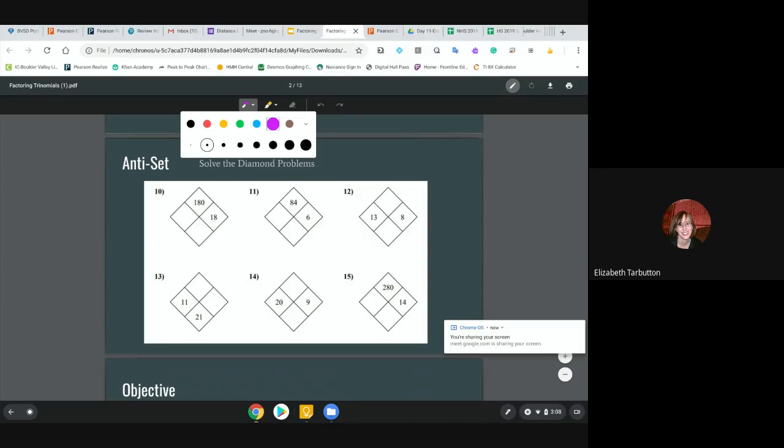Something times 18 is 180. 10 times 18 is 180. 10 plus 18 is 28. Something times 6 is 84. 84 divided by 6 is 14. 14 plus 6 is 20. 13 times 8 is 104. 13 plus 8 is 21.